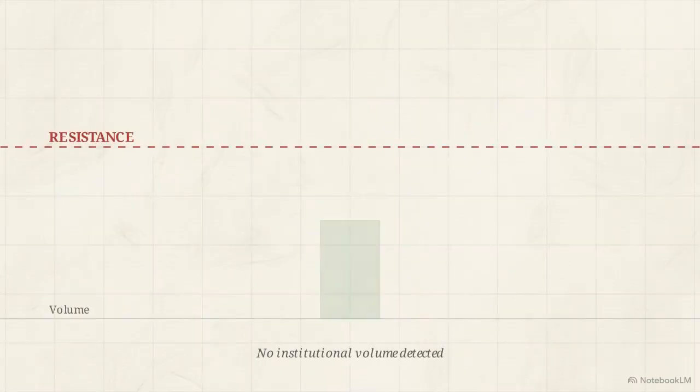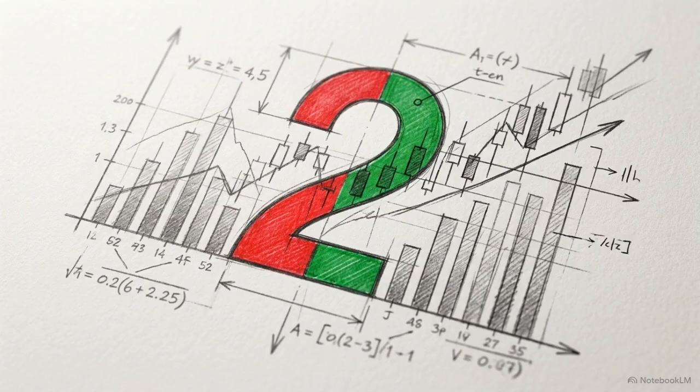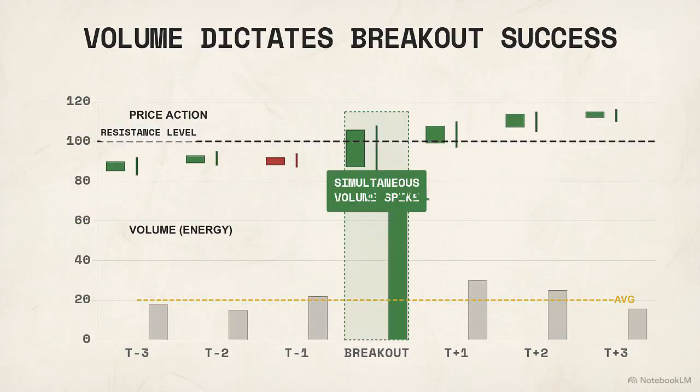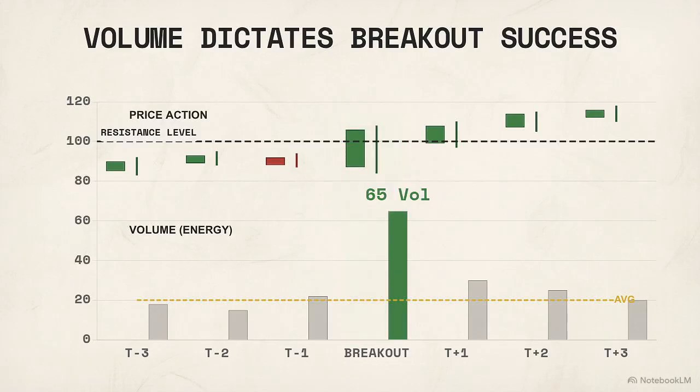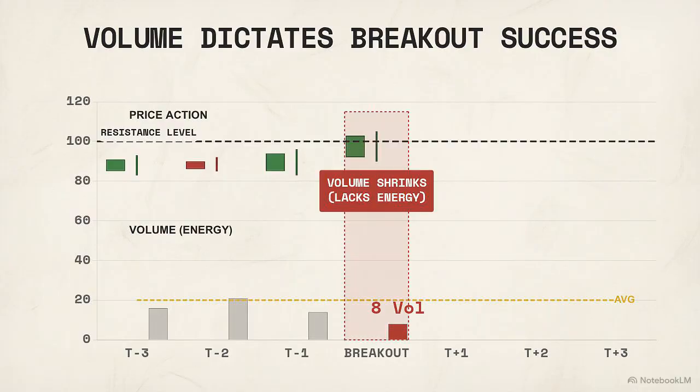Occasionally, a candle will close past a boundary simply because volume is low and there happens to be no resistance, not because there is true institutional conviction. Therefore, the second mechanical rule is verifying that conviction through volume expansion. A valid breakout requires a corresponding volume spike occurring exactly simultaneously with the breakout candle. The volume should be visibly above average. Conversely, if the price breaches a key level but the volume shrinks, the breakout lacks the energy required to sustain itself.